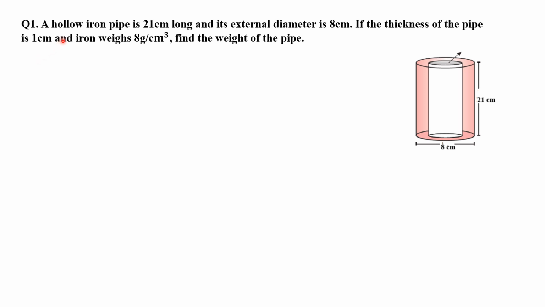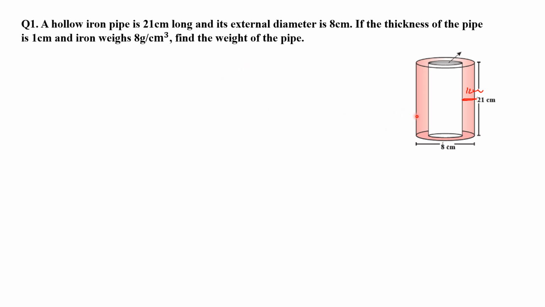Now the question says that a hollow iron pipe is 21 centimeter long and its external diameter is 8 centimeter. If the thickness of the pipe is 1 centimeter and iron weighs 8 gram per centimeter cube, find the weight of the pipe. Okay, so here it is given, this is a hollow iron pipe, which means inside it is empty, and it is 21 centimeter long, external diameter is 8 centimeter, thickness is 1 centimeter. Thickness means it is talking about this part. It is given that iron weighs 8 gram per centimeter cube, meaning the weight of 1 centimeter cube of iron is 8 gram. You have to find the weight of the pipe.